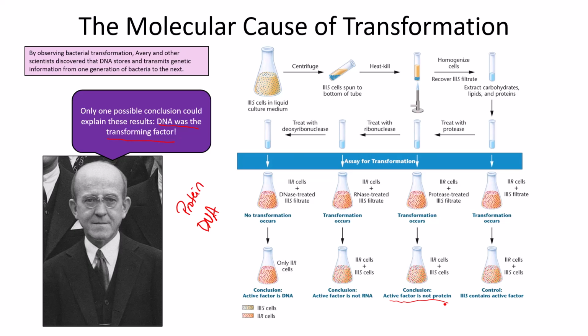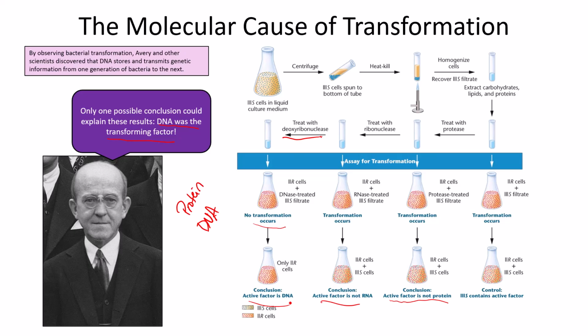Transformation still happened. So he took it a step further, and now he treated with ribonuclease, which basically takes away the RNA, and noticed that transformation still occurred, and so the active factor is not RNA as well. And so the only logical thing after that, if we take the protein away and the RNA away, is to take the DNA away. Deoxyribonuclease is an enzyme that breaks down DNA. He employed that particular enzyme, broke down the DNA, and no transformation occurred, and that can only mean one thing: the active factor has to be DNA, because if you take it away and transformation doesn't occur, then that is the result.